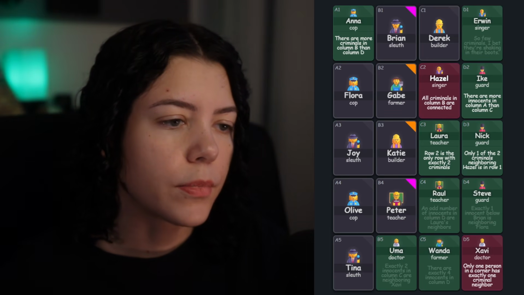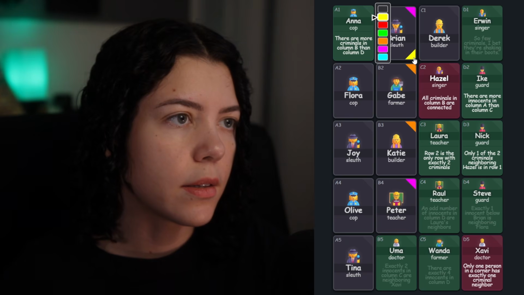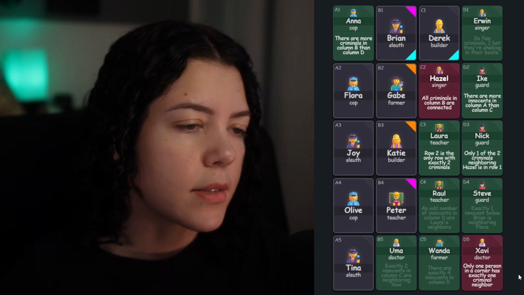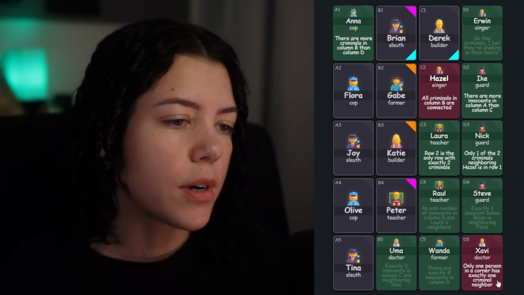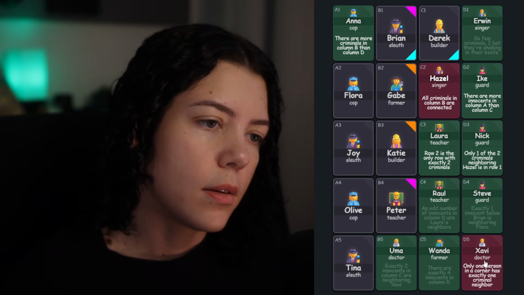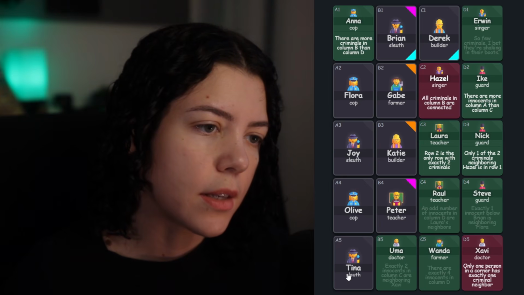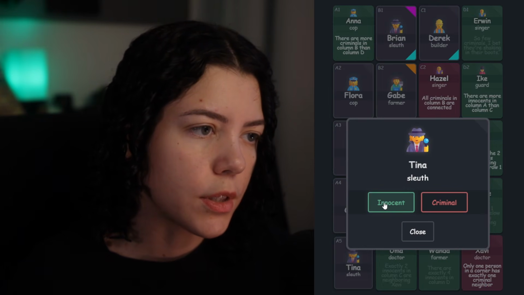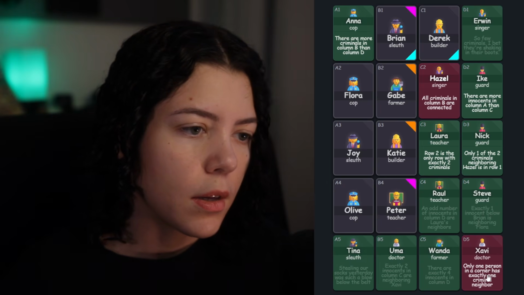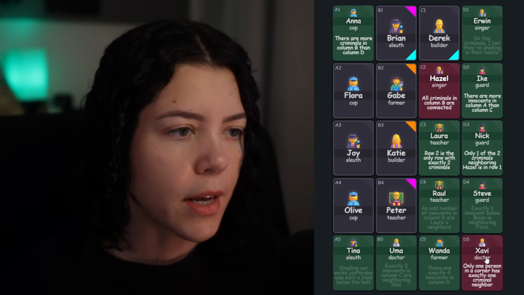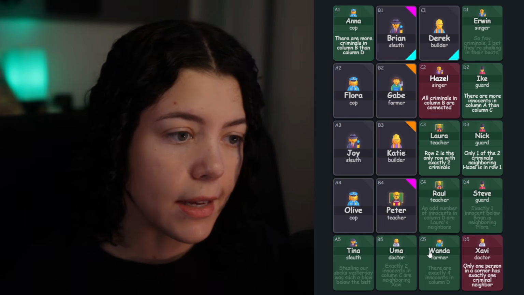Now, Xavier says that, should I mark them as opposites? I don't think I need to, but okay. Xavier says that only one person in a corner has exactly one criminal neighbor. Oh, we also know that Tina is an innocent now because row 5 couldn't have two criminals, so Tina has to be an innocent. So only one person in a corner has exactly one criminal neighbor, and that's not himself because he doesn't have any criminal neighbors.